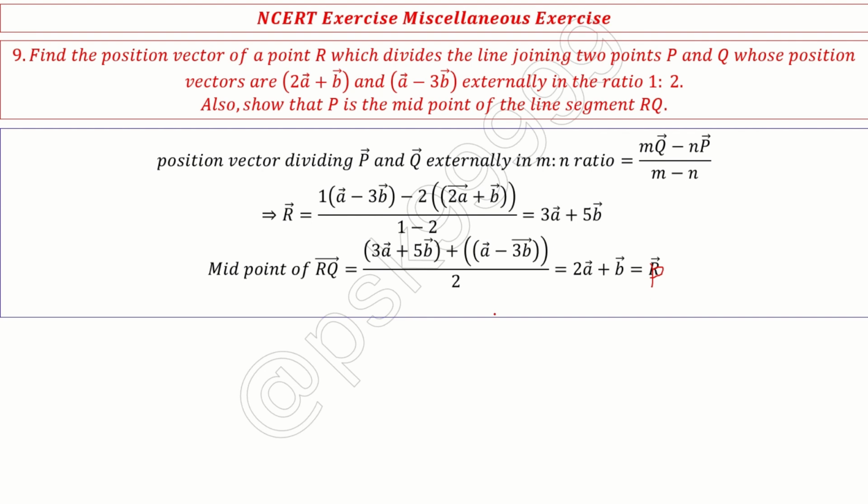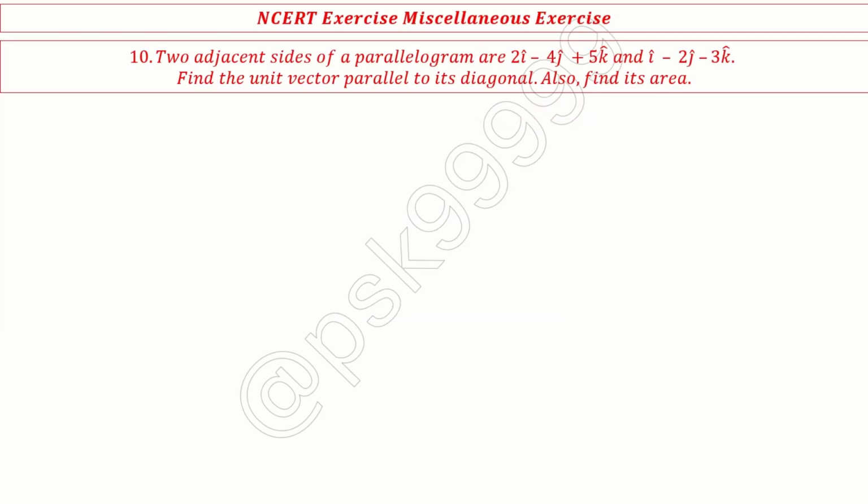Next. Two adjacent sides of a parallelogram are given here. Find the unit vector parallel to its diagonal. Find its area also. This is a good question.